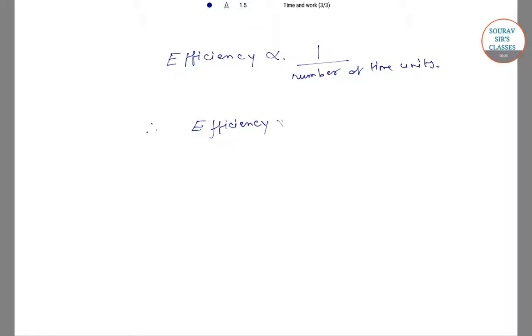From the previous video, we can say that efficiency is inversely proportional to time or the number of time units. Therefore, efficiency into time is equal to constant work.